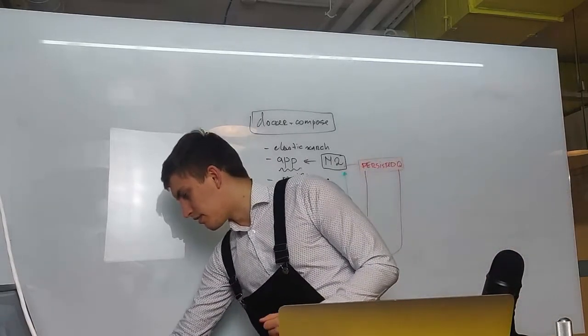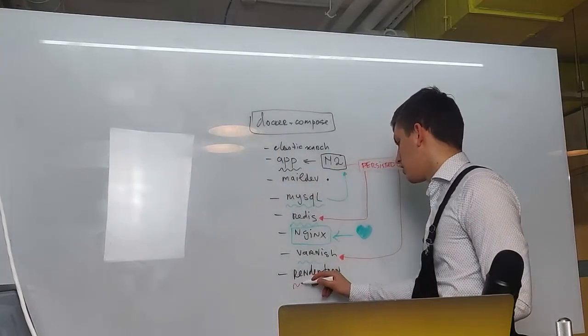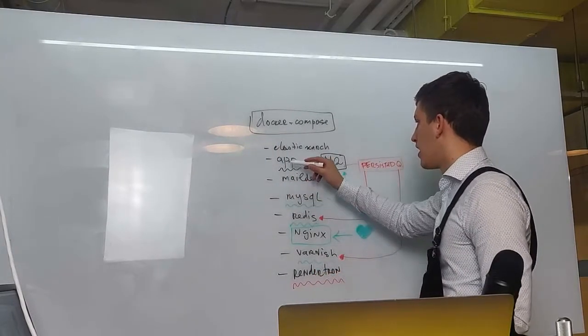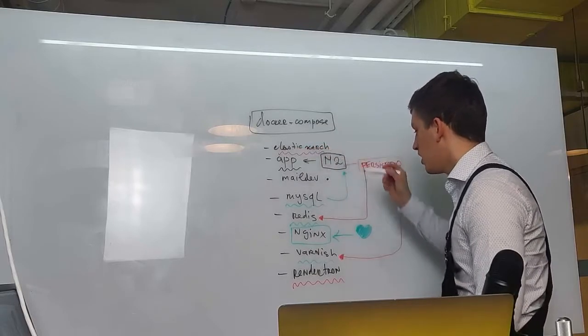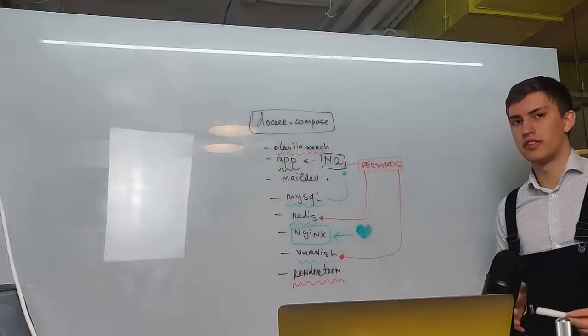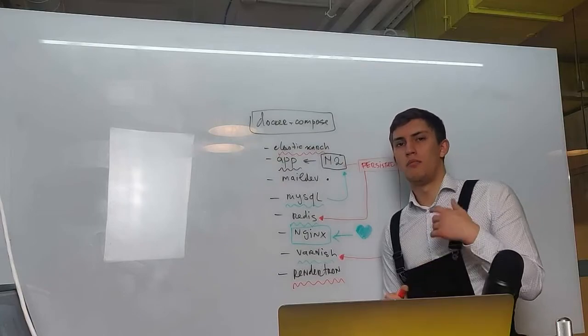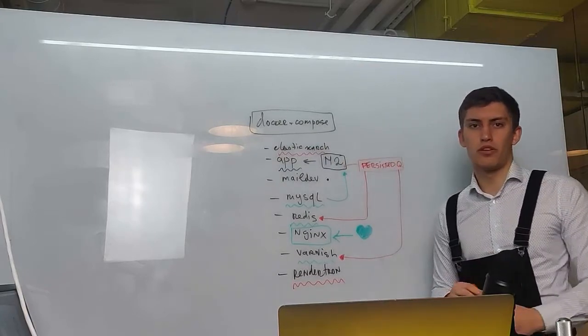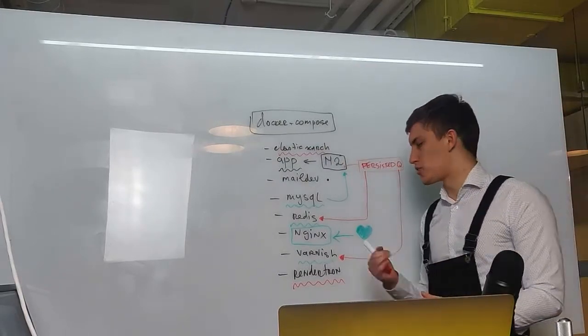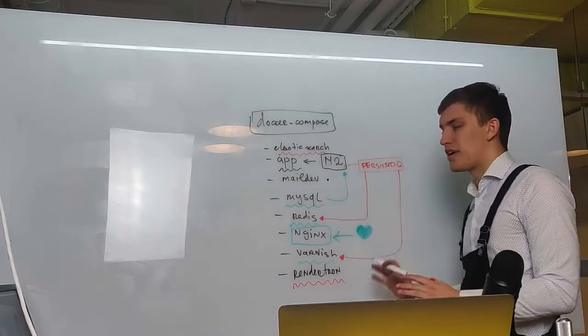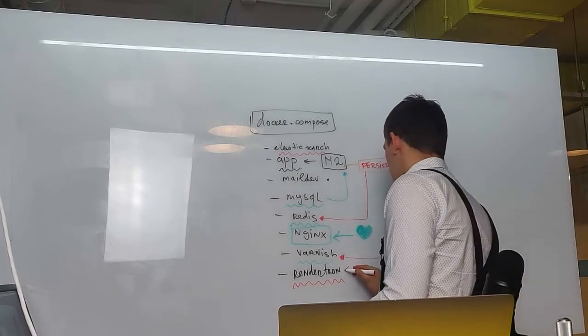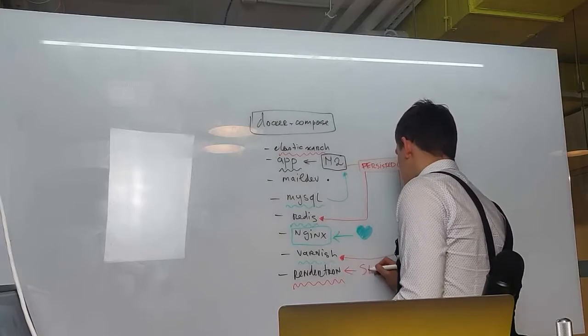Next, we have the following: the RenderTron and the Elasticsearch. Well, those are optional services, but they are a must in the ScandiPWA setup. Let's talk about each one. The RenderTron is a pre-rendering solution. So this is SEO specific stuff.